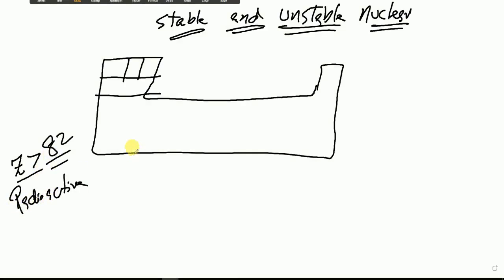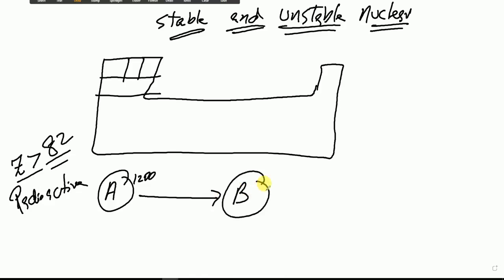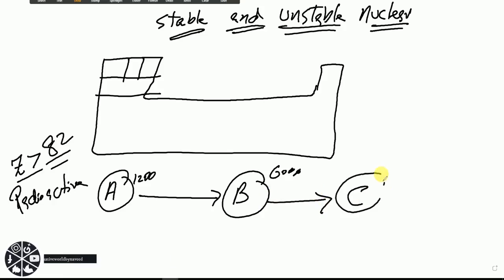That will be unstable. Unstable means that after some time it will disintegrate. Like if this element contains 1200 atoms, it will disintegrate after some time and convert into another element, let's say with 600 atoms. Then after some time it will again disintegrate and convert into a new element, the C element, which will contain 300 atoms.